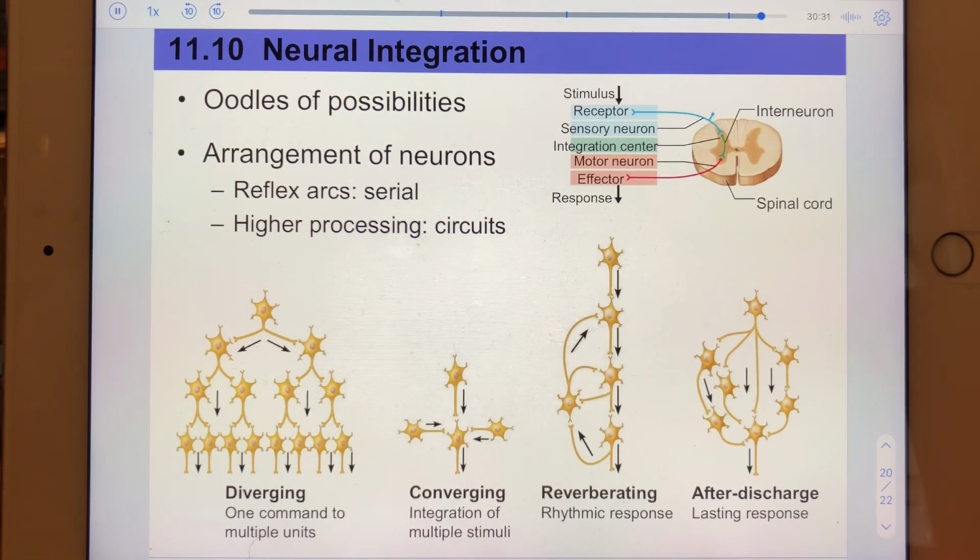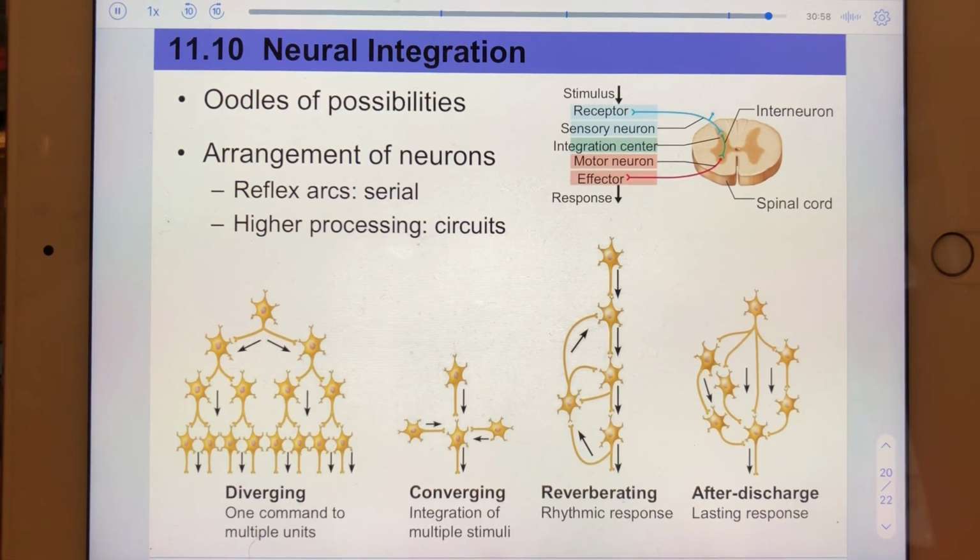Diverging, we're going to start at one or few neurons and synapse with so many others that we end up really amplifying the message. Whereas converging does pretty much the opposite. We're going to start at many neurons and influence few, or even possibly one, okay?